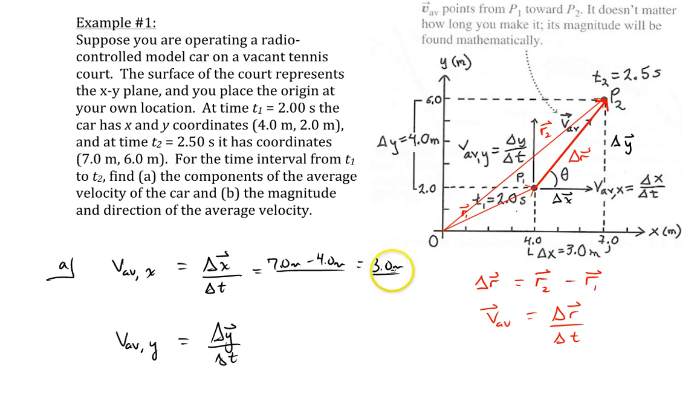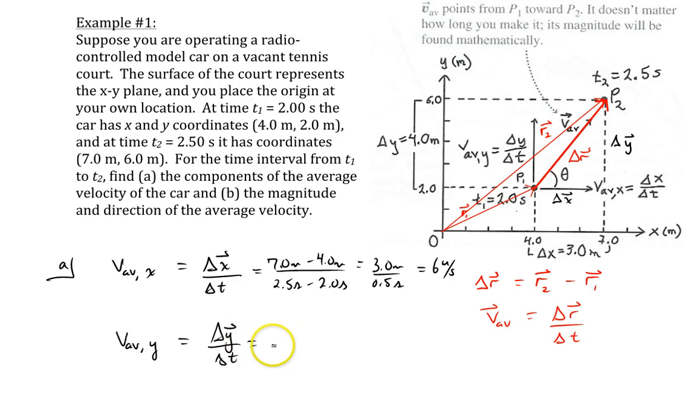And then the time interval, in this case, is from 2.5 seconds minus 2 seconds. So 2.5 seconds minus 2 seconds, that gives you 0.5 seconds, and that's an answer of 6 meters per second horizontally. That's how fast the car is moving along the x-axis.